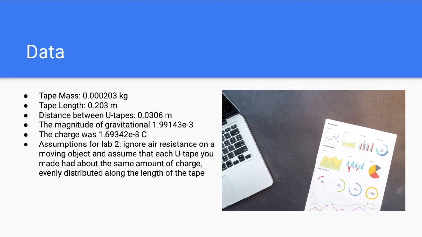So my data from the experiment: my tape mass was 2.03 times 10 to the negative 4 kilograms. My tape length was 0.203 meters, and the distance between the U-tapes was 0.0306 meters. My original magnitude of gravitational force was 1.99143 times 10 to the negative 3 newtons, and the charge was 1.69342 times 10 to the negative 8 coulombs.